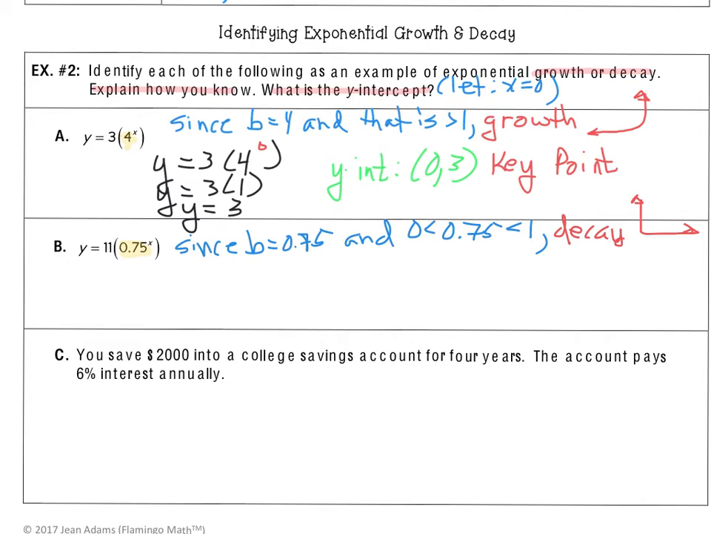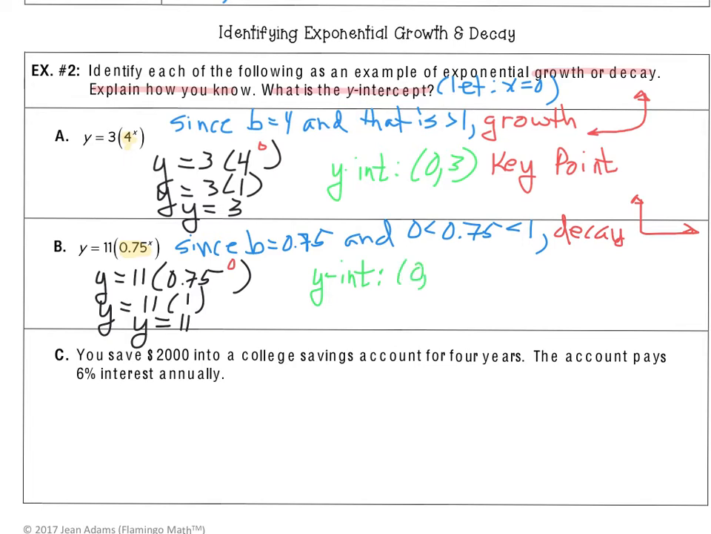And then our y-intercept, we're going to let x be 0. Okay, so anything to the 0 power is 1. So 0.75 to the 0 is 1. And so y is equal to 11. So our y-intercept is 0, 11, and that also is our key point.